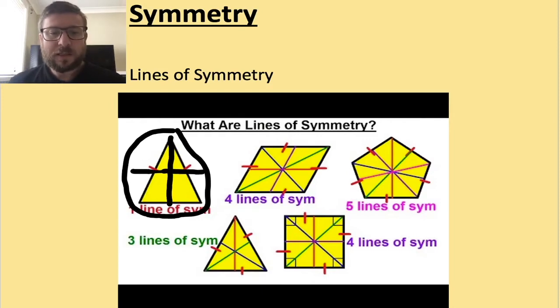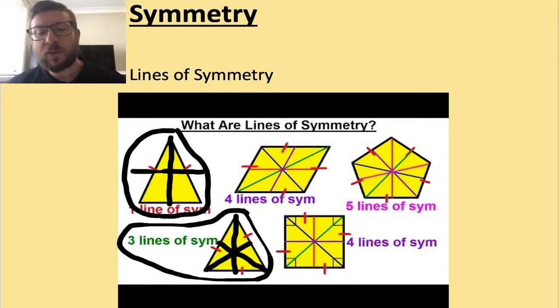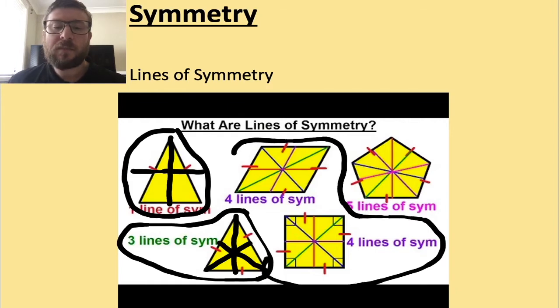However, this shape here has three lines of symmetry. As you can see, if we fold this shape this way and in half, there's one line of symmetry. However, we could fold the shape similarly this way in half and this way in half, and that would give us additional lines of symmetry. Our squares and our parallelograms have four lines of symmetry, as you can see here. So because you can fold them in half this way and this way, you can also fold them in half diagonally to give you lines of symmetry.